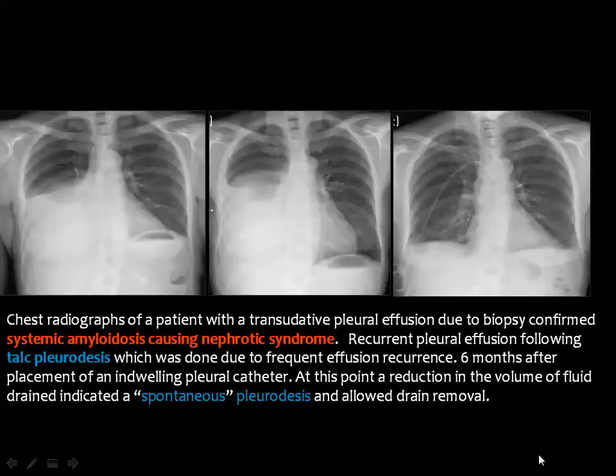This patient with amyloidosis had recurrent pleural effusion on the right side, and they tried to do talc pleurodesis, but the effusion recurred after that. Then the last follow-up, done 6 months after placement of a chest tube, showed no recurrence of the pleural effusion, which was interpreted as spontaneous pleurodesis, and the drain was removed.